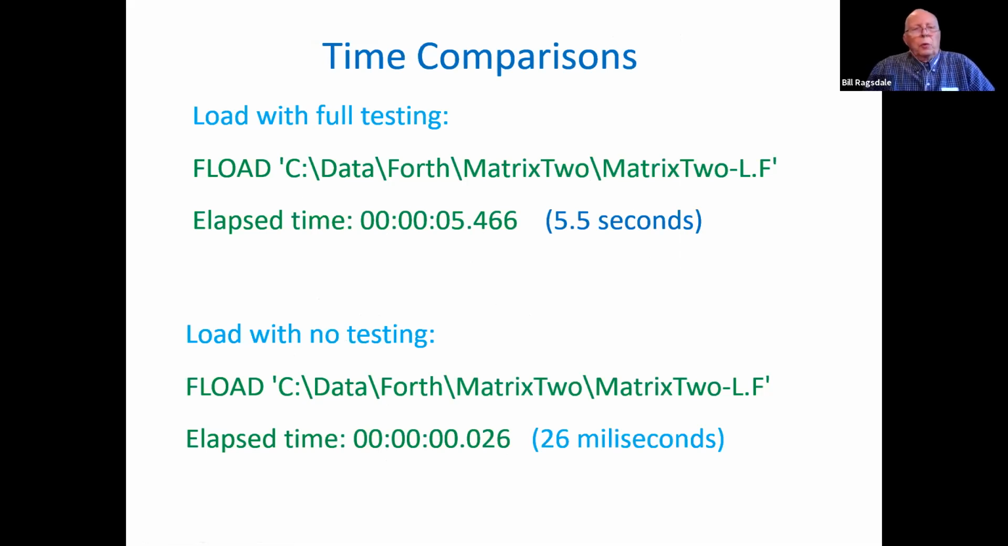Here's a comparison with and without the full testing. If I do an F load of the file, which is this matrix 2 file, if the testing is fully performed, the recompilation takes 5.5 seconds. On the other hand, if I reload with no testing, then it takes 26 milliseconds. And very often I've got the testing set about 3/4 of the way through, so that it may take maybe 1 or 2 seconds extra to do all the testing.